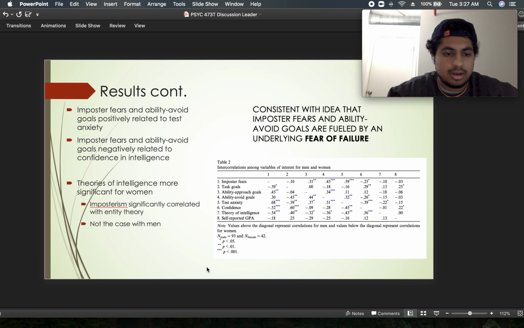And for women, they found that theories of intelligence were pretty significant. Imposterism for women was significantly correlated with entity theory. As I mentioned earlier, entity theory is the idea that intelligence is fixed, and they found that for women, that was very highly correlated with showing signs of imposterism. And that was not the case for men, which is a pretty interesting finding.